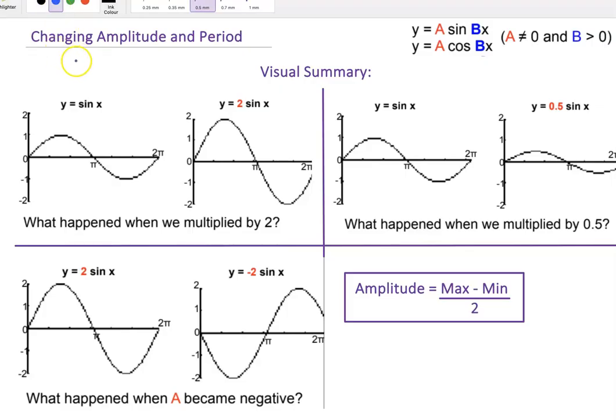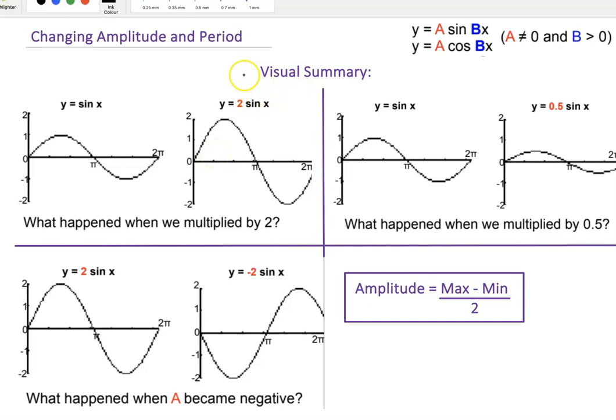Hey guys, welcome back. Today let's take a look at sine and cosine. Previously we've just graphed them without changing anything, and today let's change their period and their amplitudes. So just a quick summary. If you don't want the summary, skip ahead to the questions, but just a quick summary, right?